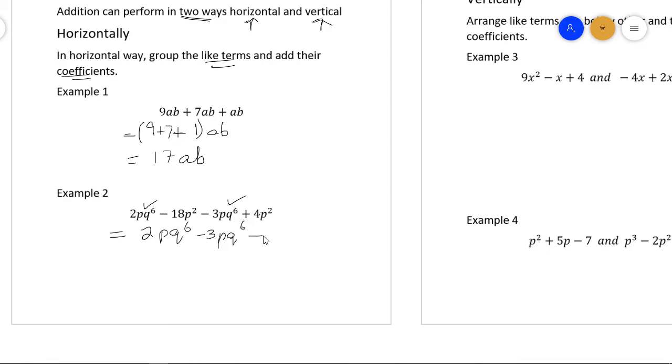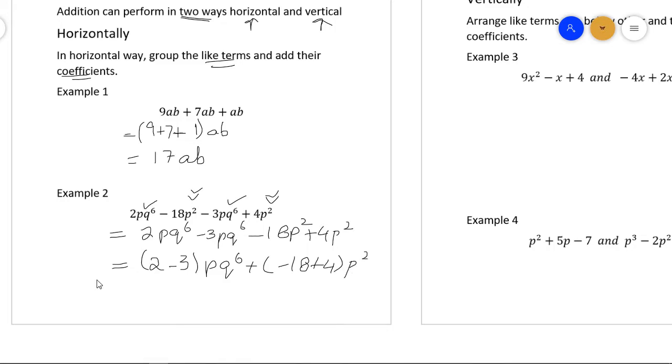After that, there is minus 18p square. Is there any like term to 18p square? Yes, there is 4p square. Now we have grouped the like terms. Now we have to add the coefficients. So the coefficient is 2 minus 3 pq raised to power 6 plus minus 18 plus 4 p square.